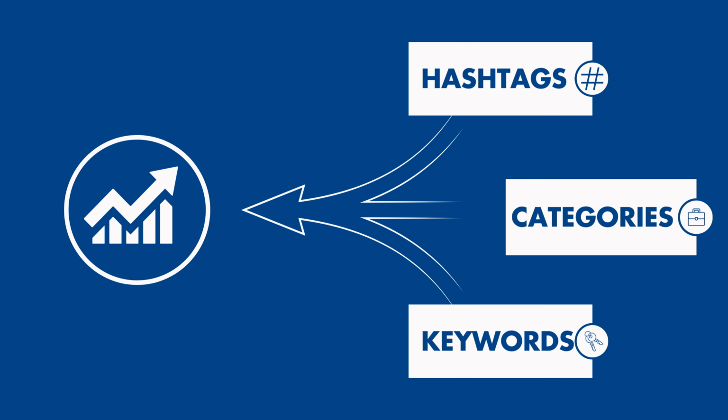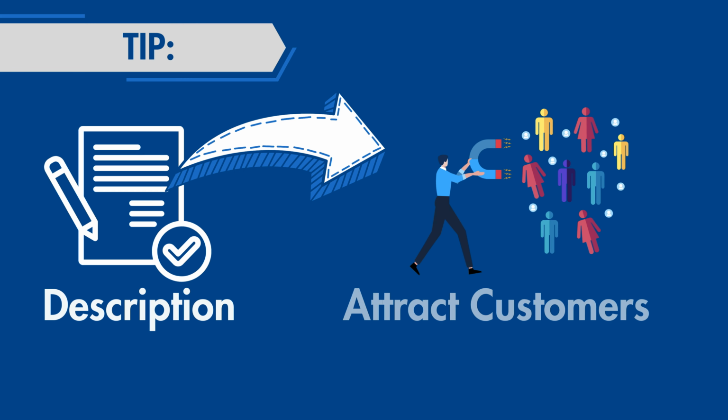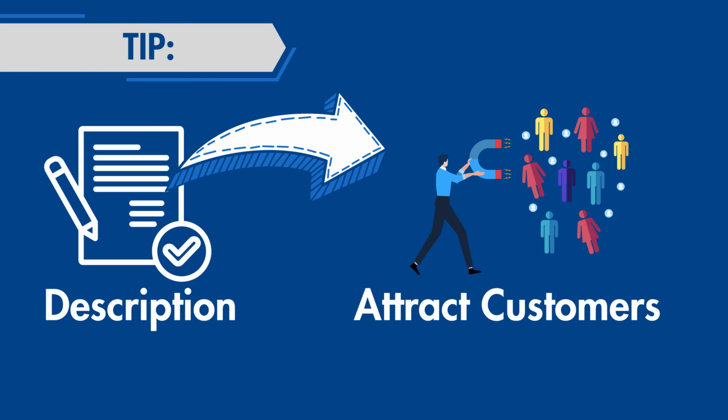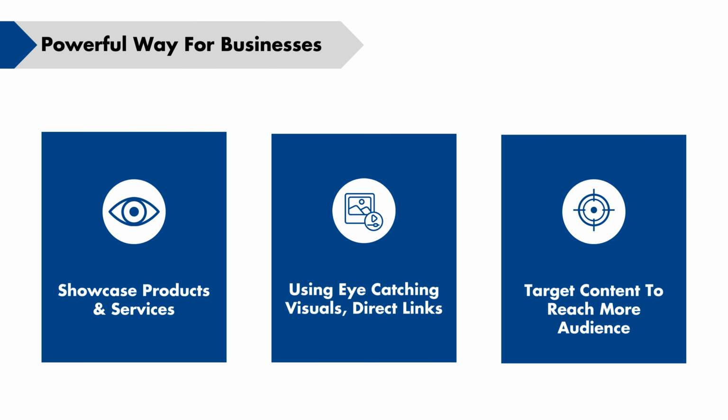Using hashtags, keywords, and specific categories helps the ads reach the right audience and perform better. Advertisers should also include detailed descriptions of their business in the ads, so potential customers can easily understand what they offer. Overall, classified adverts digital ads provide a powerful way for businesses to showcase their products or services, using eye-catching visuals, direct links, and targeted content to reach and engage more people.